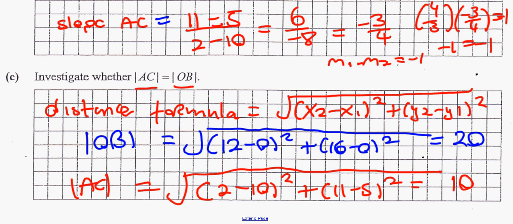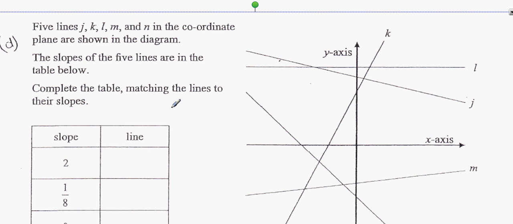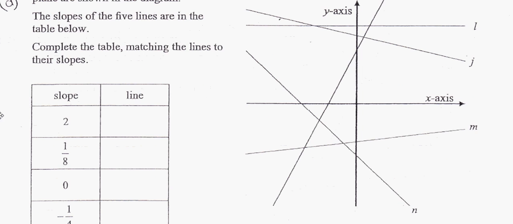length. Okay, next question. 5 lines J, K, L, M, and N in the coordinate diagram. In the coordinate plane are shown diagram. The slopes of 5 lines are in the table below. Complete the matched lines to their slopes. Now remember, slope equals rise over run.